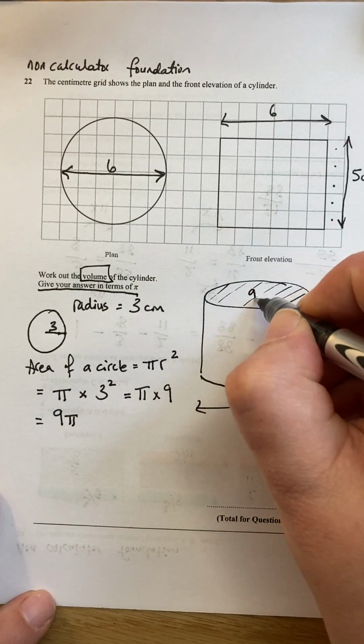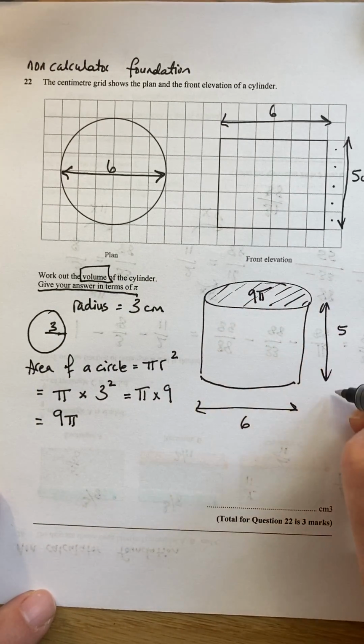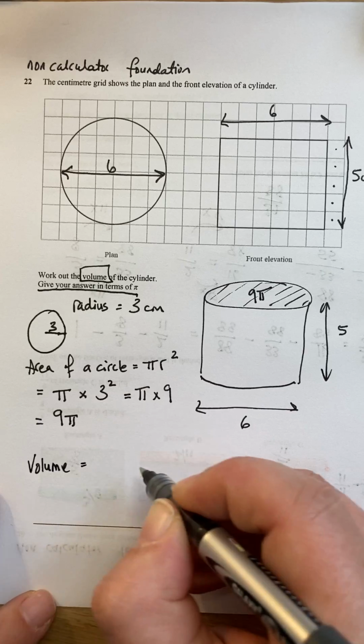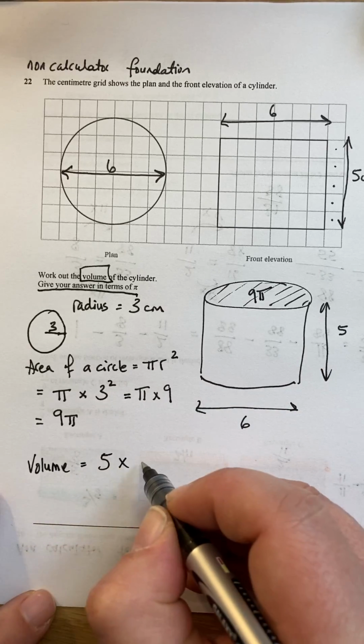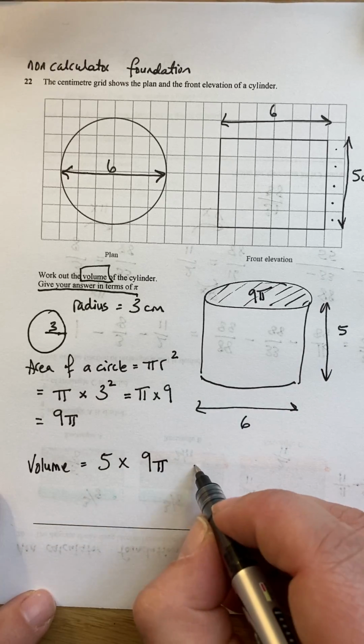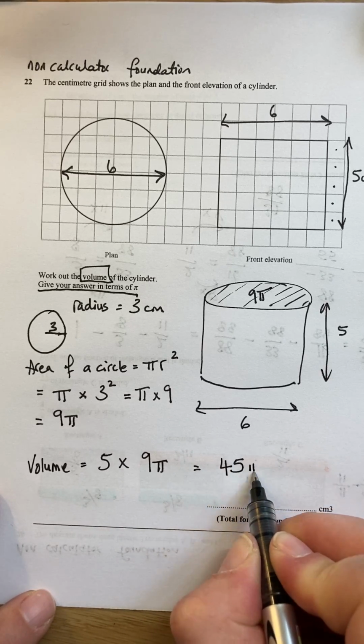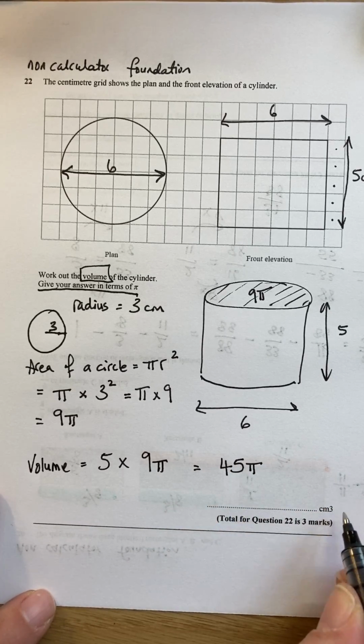If this area here is 9 pi, then we are multiplying it by this dimension here, and so the volume equals 5 multiplied by 9 pi, and therefore 5 times 9 is 45 pi, and this is centimetre cubed.